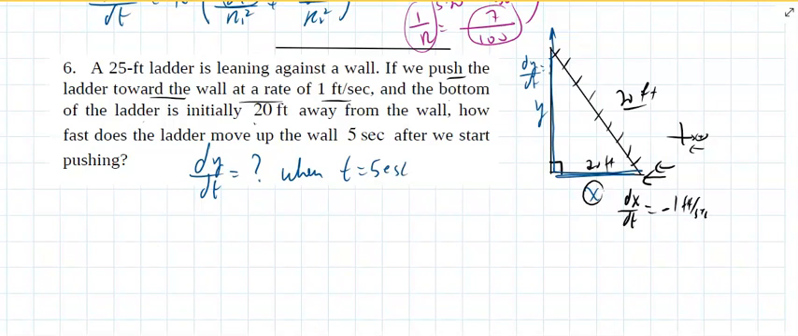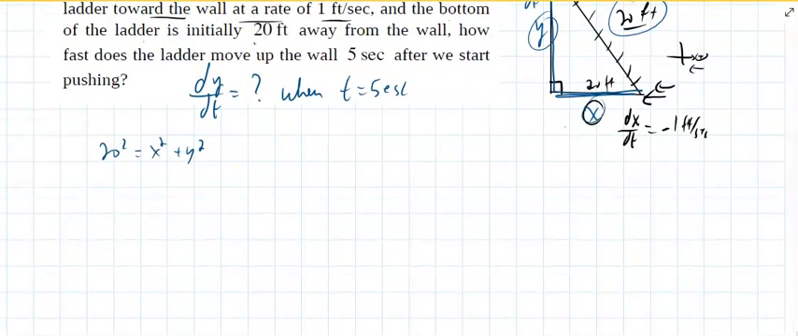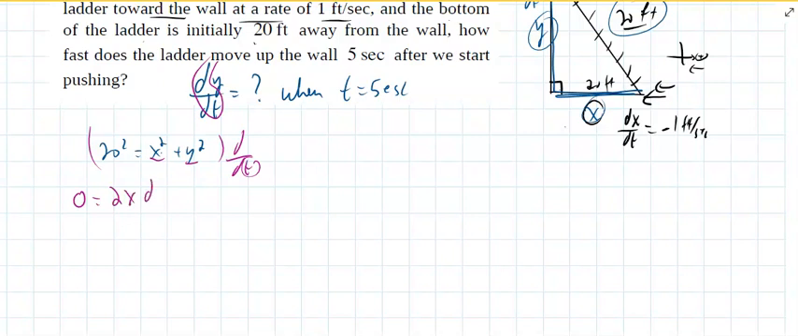Well, let's see what happens. Now, how am I going to correlate those? I have 20, y, and x. Isn't 20 squared equal x squared plus y squared because that's a right triangle? Since I want the change with respect to time, I'm going to take the derivative with respect to t. Derivative of a constant is 0. This x and this y don't match, so implicit. Bring the power down, subtract 1 from the power, dx/dt. Bring the power down, subtract 1 from the power, dy/dt.